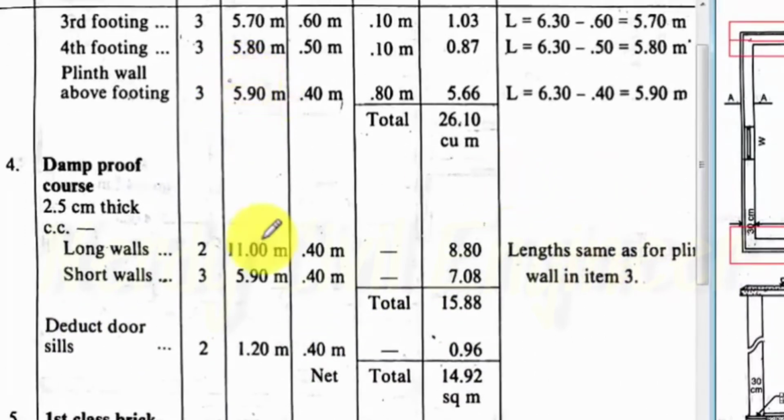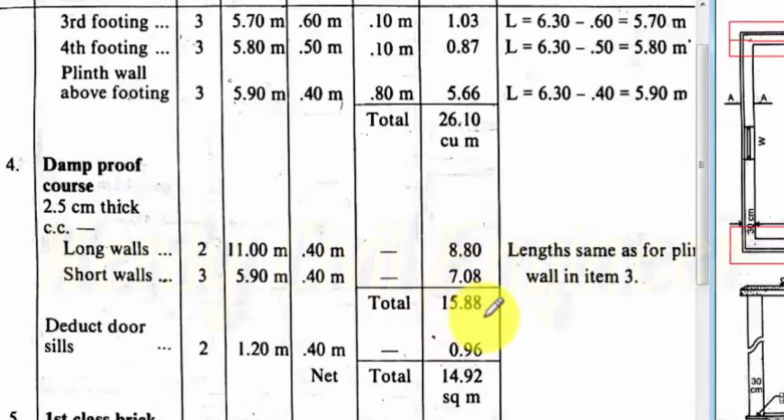The calculation will be the same as that of plinth. That is because both the damp proof course and the plinth are using the same breadth from the cross section, that is 0.40 meter, and the calculation will be the same. That's because we only add or subtract the breadth while finding out the length of the long wall and short wall. And there will be no height for the damp proof course, so the unit will be in square meters.